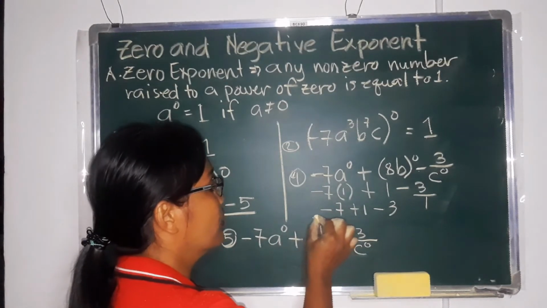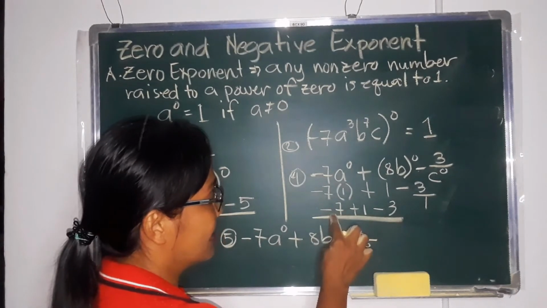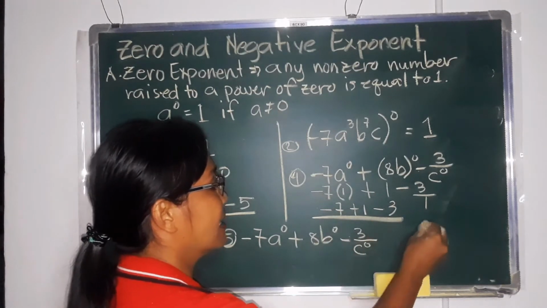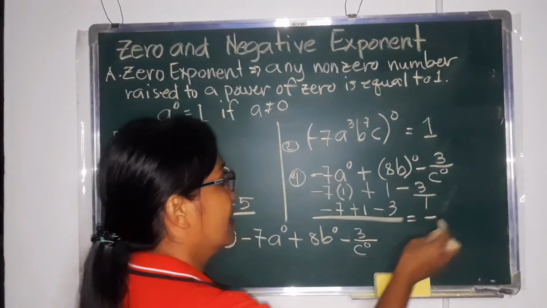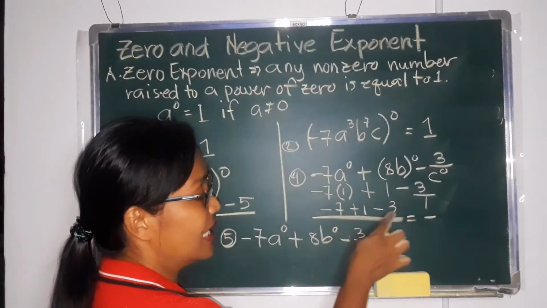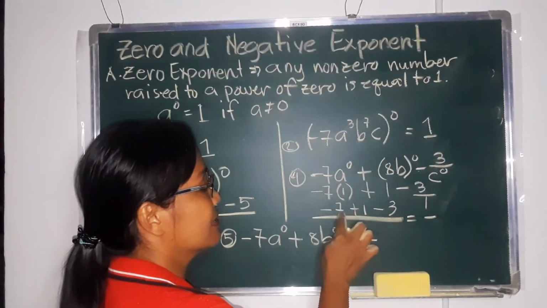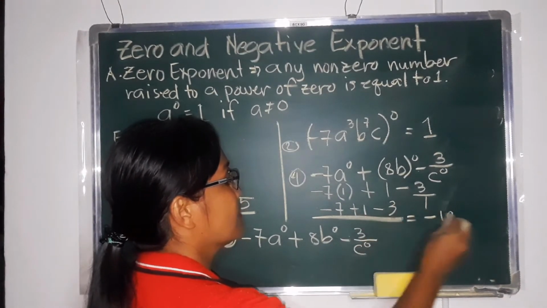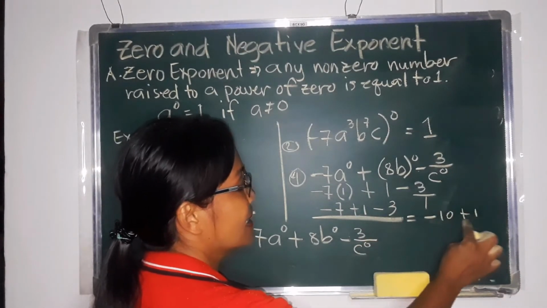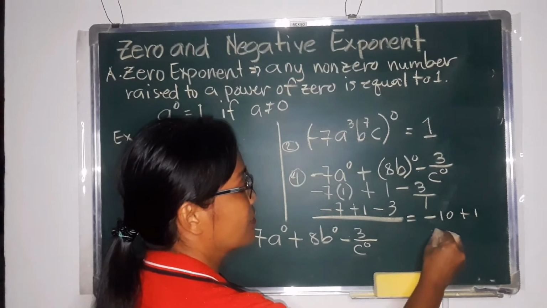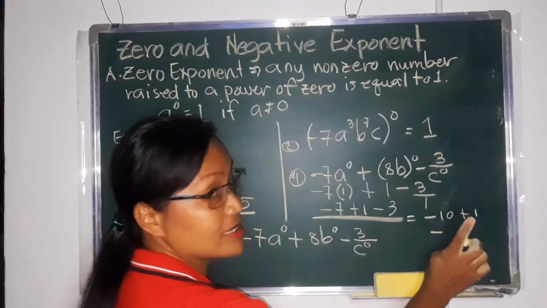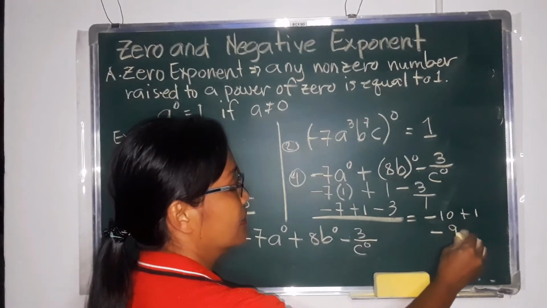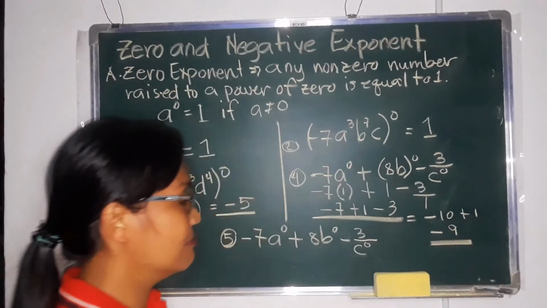Next, perform the operation. Negative 7, negative 3, they are like signs. So negative, negative, copy. Next, add the numbers. So 7 plus 3 is 10, plus 1. Unlike signs, so copy the sign of the greater value, we have negative, then subtract the numbers. 10 minus 1 is equal to 9. Therefore, the final answer is negative 9.